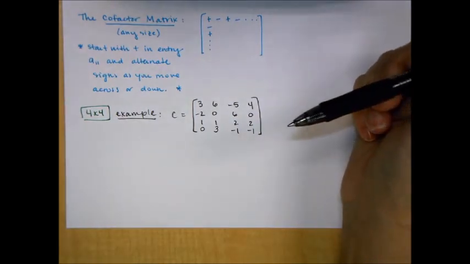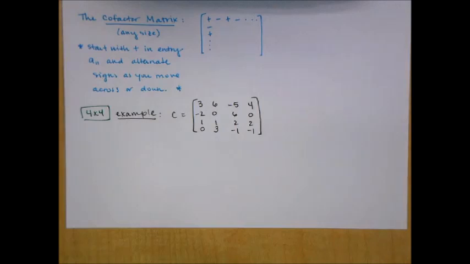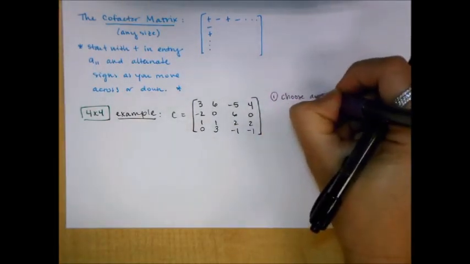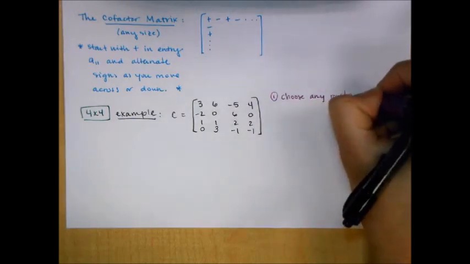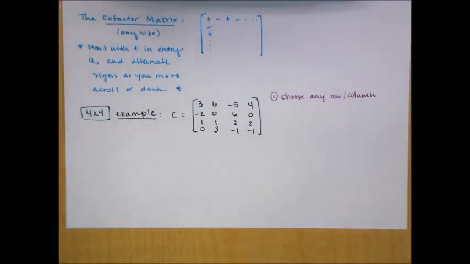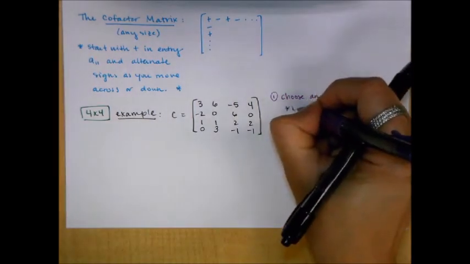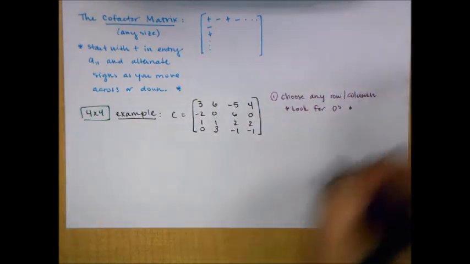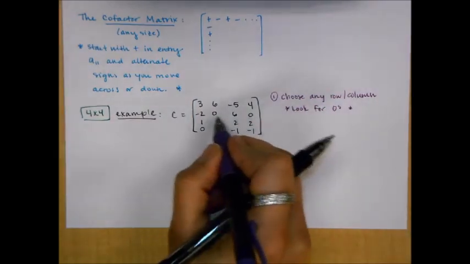So in order to do the determinant of a 4x4 matrix, like this one I have here, matrix C, we're going to start by choosing any row or column. But the best way to choose a row or column is to find one with the most zeros. So a little hint, look for zeros. I have row 2 that has 2 zeros in it. So I'm going to use row 2.